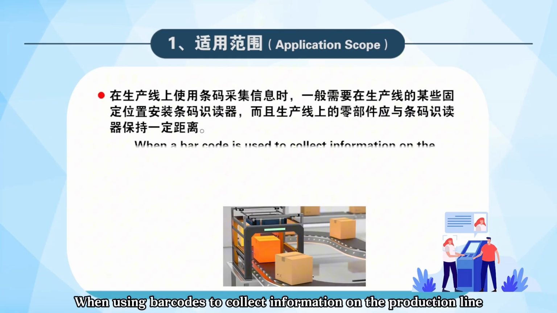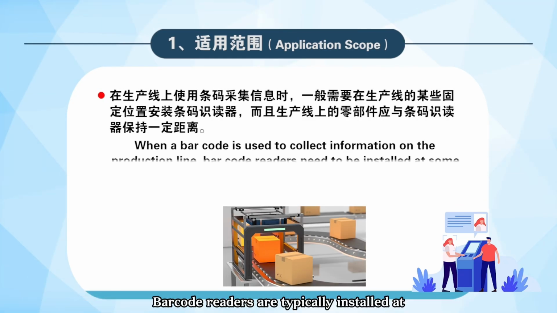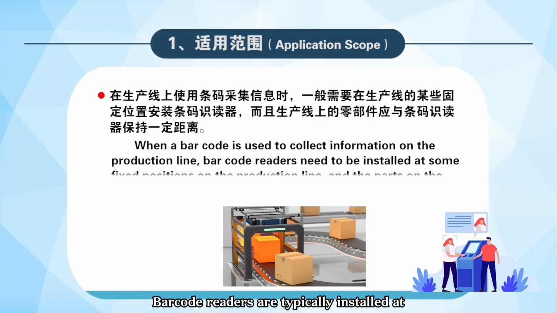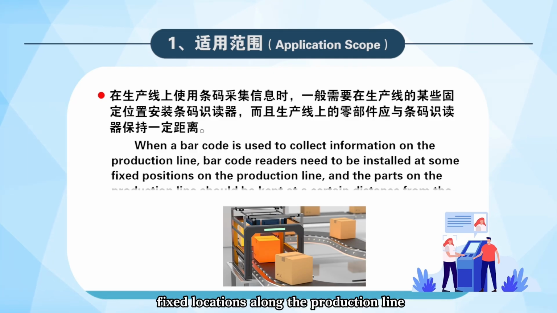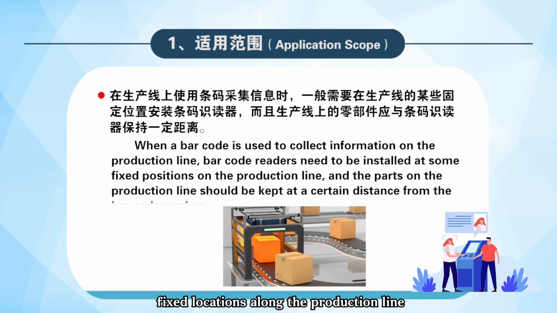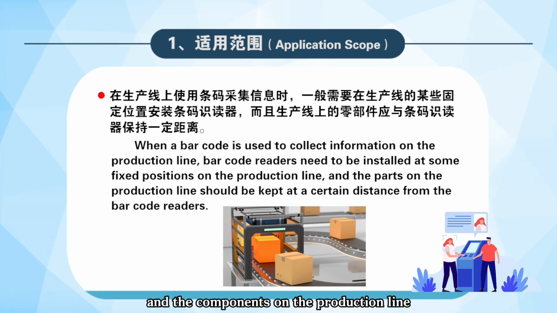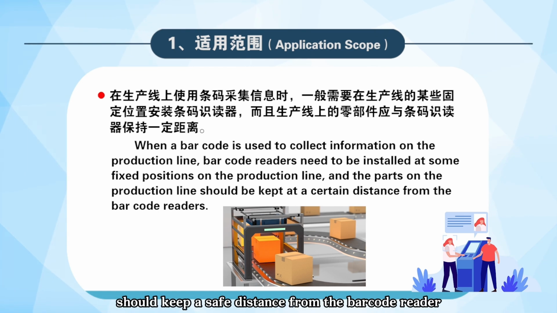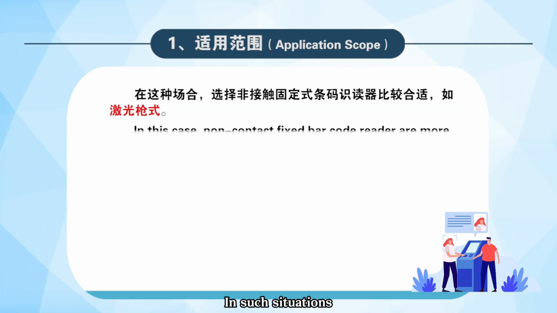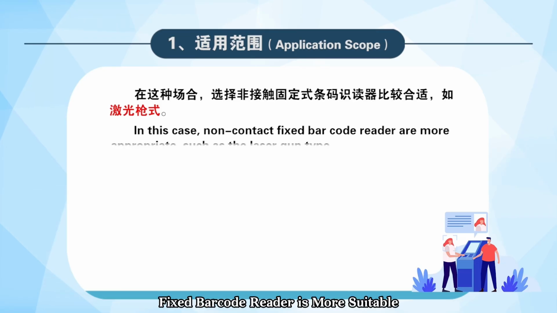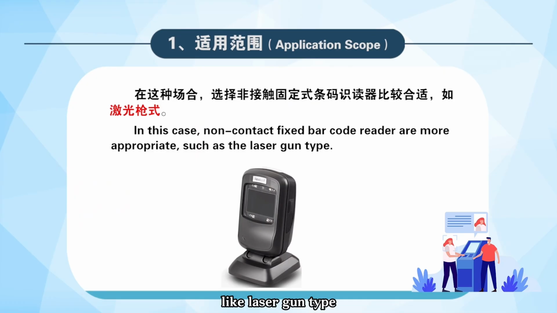When using barcodes to collect information on the production line, barcode readers are typically installed at fixed locations along the production line, and the components on the production line should keep a safe distance from the barcode reader. In such situations, selecting a non-contact fixed barcode reader is more suitable, like the laser gun type.